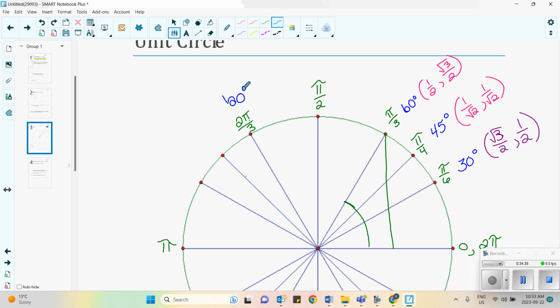All right. I'm going to skip 45 for a second because I'm going to go another 30. So what's 120 plus 30? 150. Okay. What's that as a radian? 5 pi over 6.